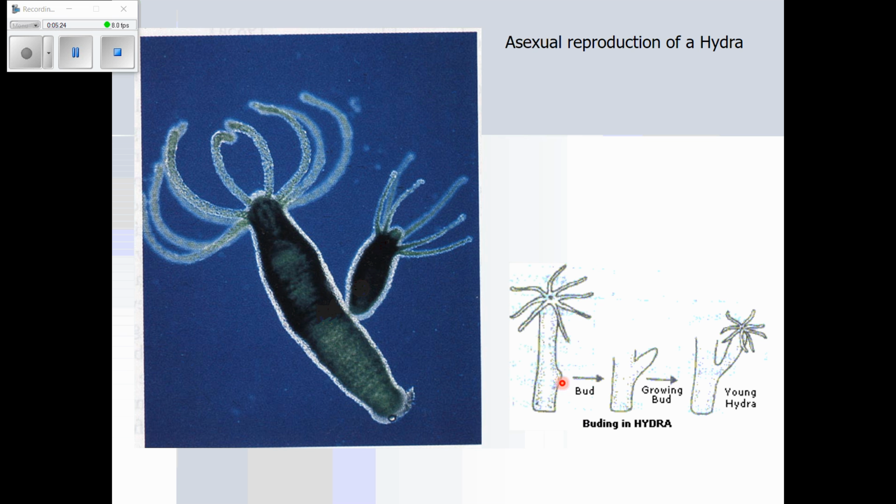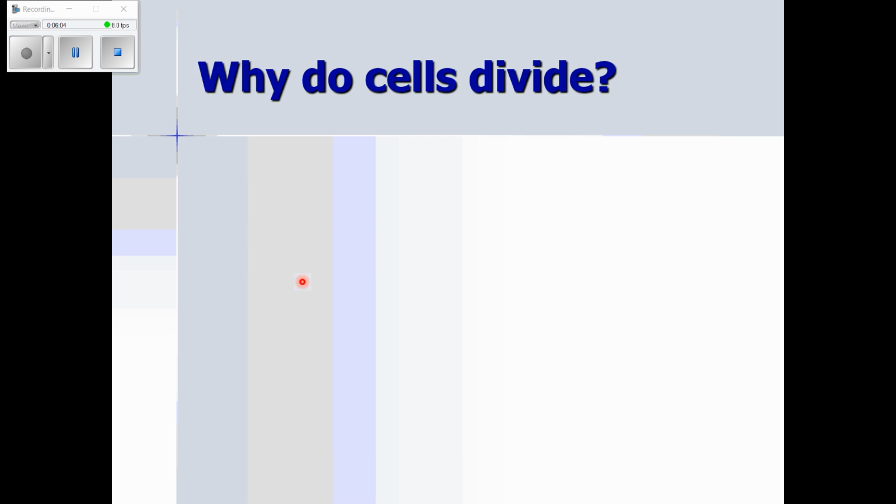And here's a cartoon illustration of how this works. It begins with a bud. Sounds like we're talking about plants, but this is actually an animal. And these are cells that are dividing rapidly and growing until eventually a brand new baby hydra grows from cells within the body of the parent. And eventually this hydra will separate and break off and live out an independent life, but it will always be genetically identical to its parent. So one reason why cells divide is to accomplish asexual reproduction.